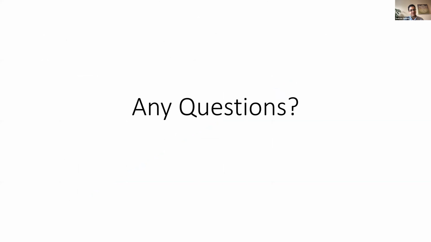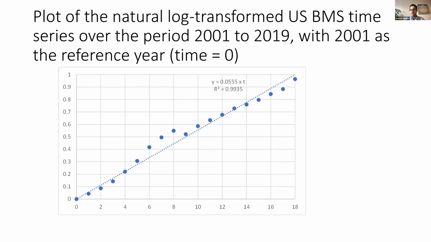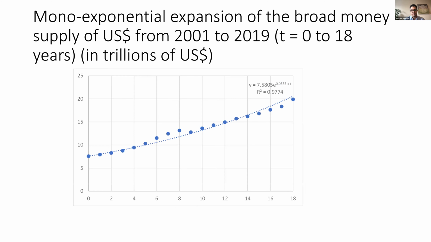Not a question, but I would appreciate it if you can explain more. I didn't understand the intercept in the first graph that you showed. You just explained the rate constant, but the intercept that was showing, I think, is the annual money supply in the first year, as a constant.